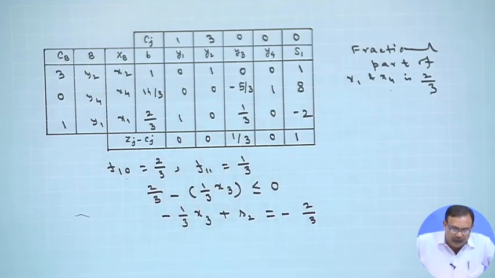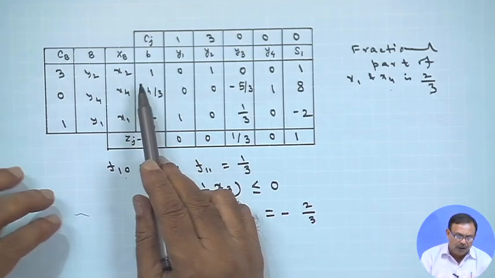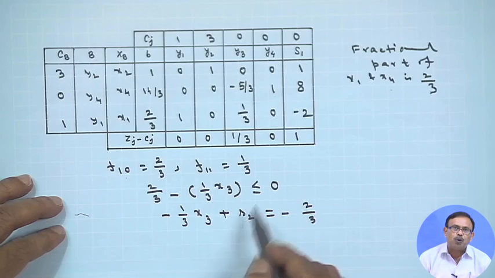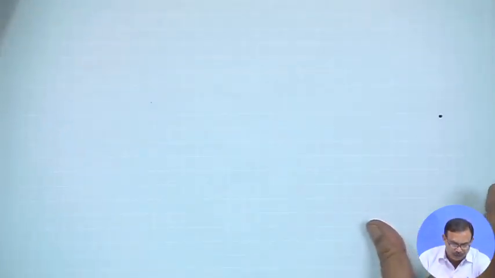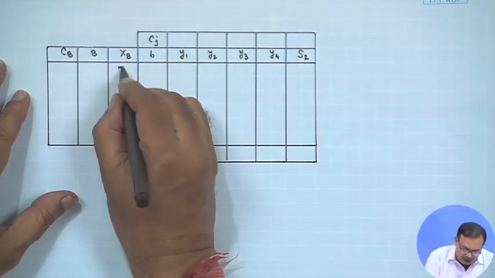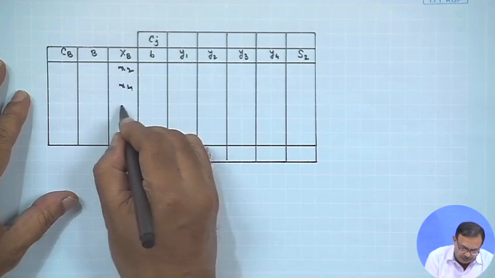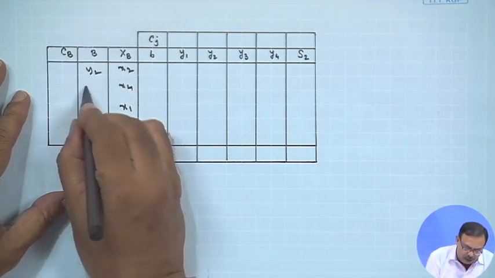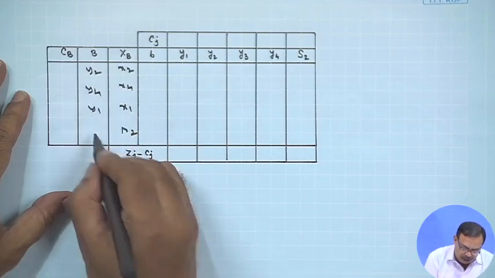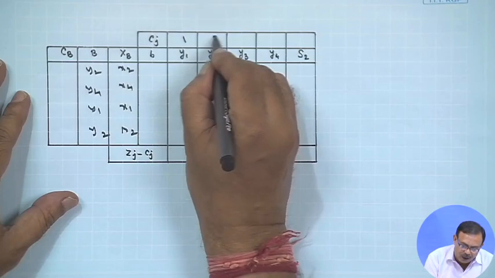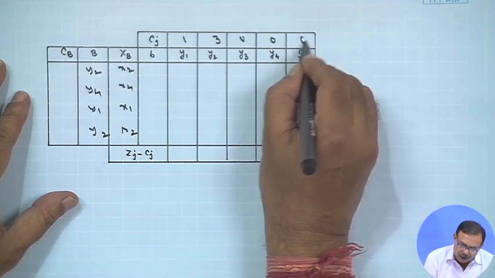So, once this is added to the basis, now you will have x2, x4, x1 and S2. So, once we are adding this in the next table, what you will obtain? X2, X4, X1 and S2. These are Y2, Y4, Y1 and Y2. Here the values are same: 1, 3, 0, 0, 0.